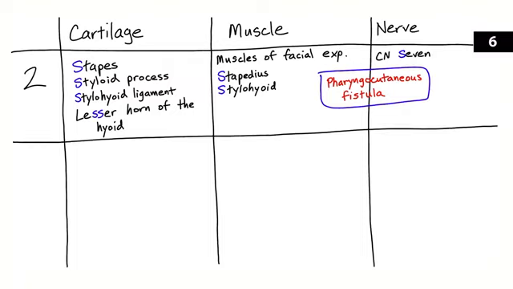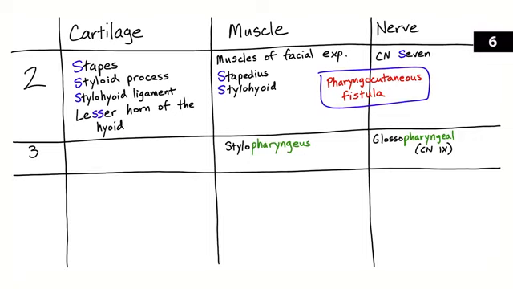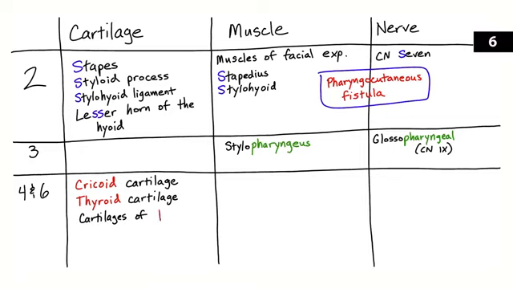For the third arch, the quick association is the word pharyngeal. You know that the third arch muscle, the stylopharyngeus, is innervated by a branch of the glossopharyngeal nerve, cranial nerve 9. For arches 4 and 6, think about the words cricothyroid and the larynx. You've got the cricoid cartilage, the thyroid cartilage, and the rest of the cartilages of the larynx: arytenoids, corniculate, cuneiform. And for the muscles, there's the cricothyroid muscle, which comes from the 4th arch, and the rest of the laryngeal muscles come from the 6th arch.